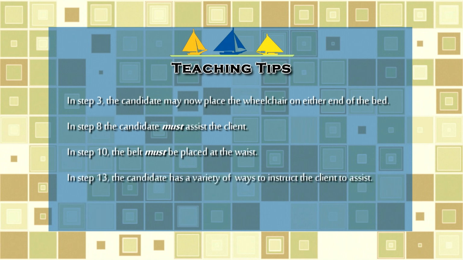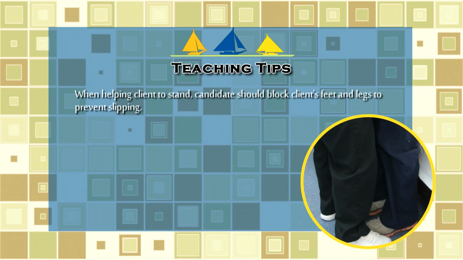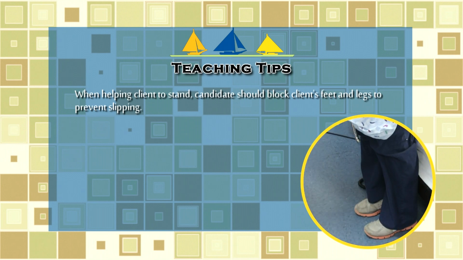Step 13, the candidate can give the client a variety of instructions on where to place their hands to assist, on the client's shoulders, flat on the bed, at the sides to push up, etc. The candidate should block the client's feet and legs with their own to prevent the client from slipping.